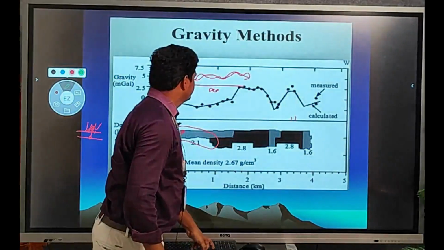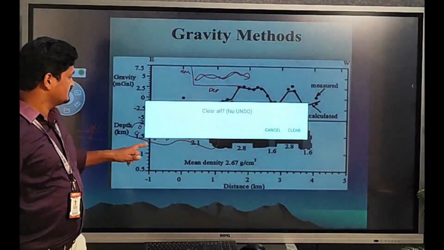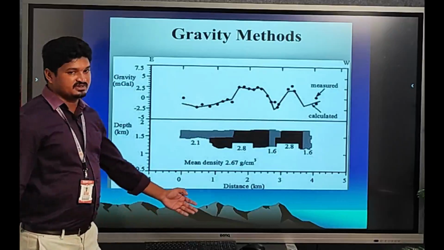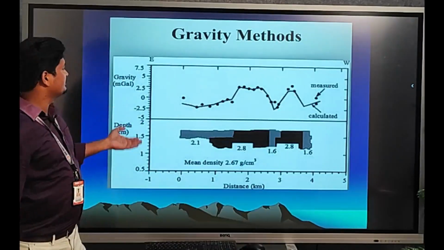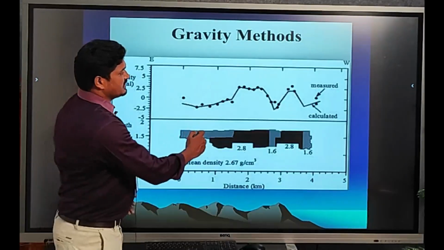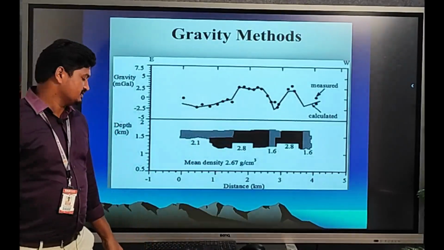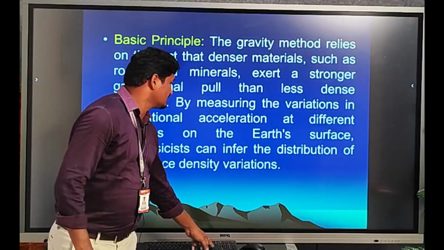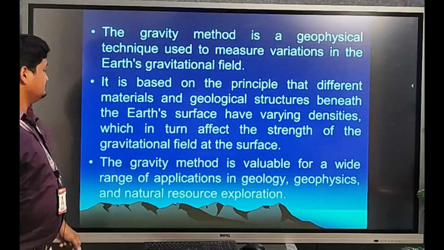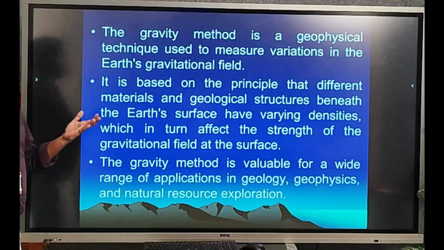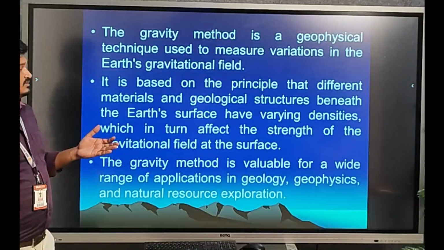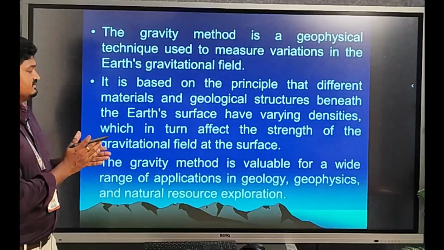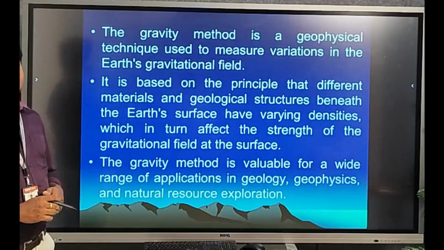So if you look at whichever material is there, in terms of distance, lateral variation and depth of the density contrast, we are able to find out based on the gravitational variation. So this principle works on the conditions of what subsurface minerals and what subsurface geological conditions are there. Based on the density contrast, we are able to find out using the gravity meter.